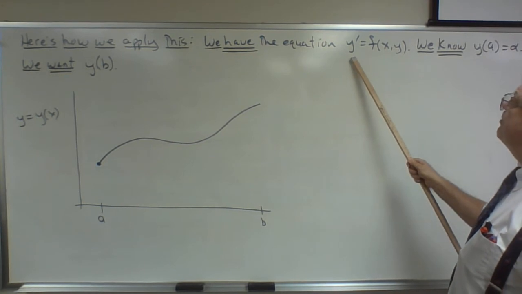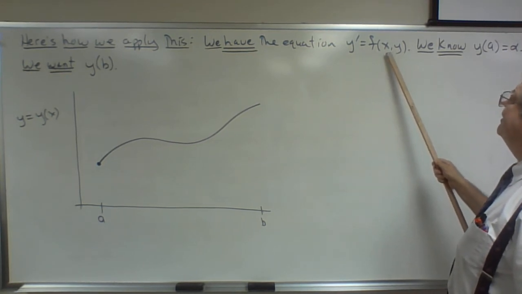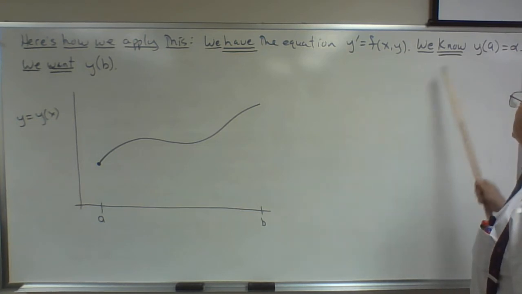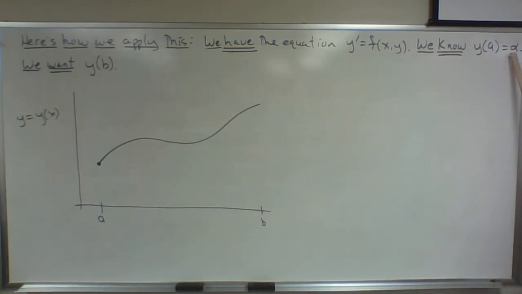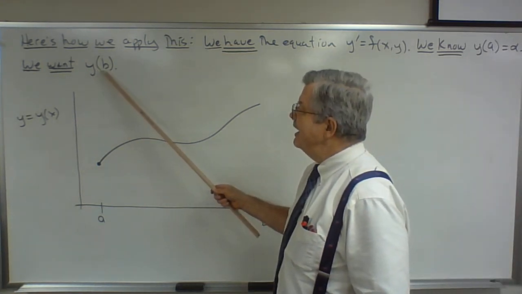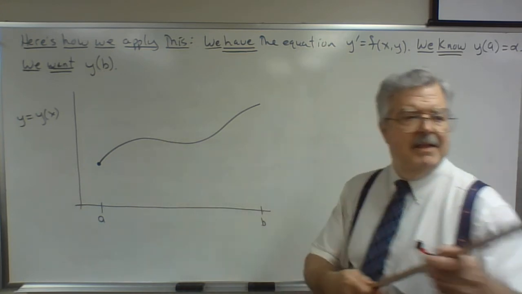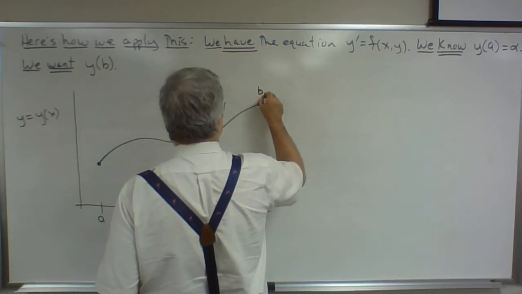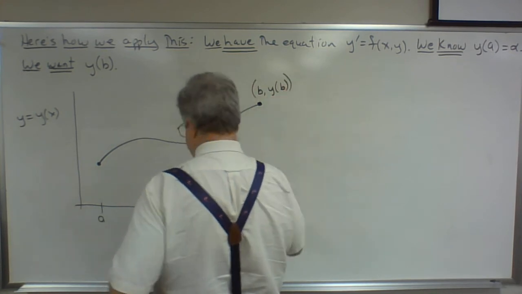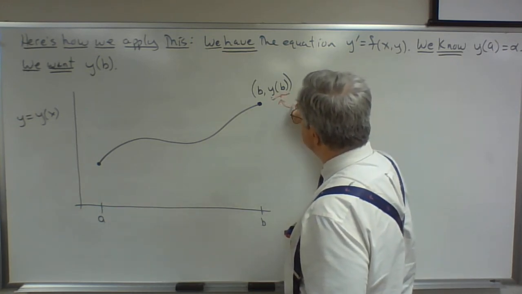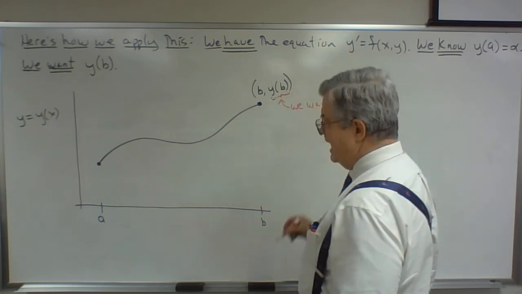We have the equation y prime equals f evaluated at x and y. In other words, y prime is some function of x and y. We know that y evaluated at a is alpha, so we know the value of y of a. We want the value of y evaluated at b. That's what we want.